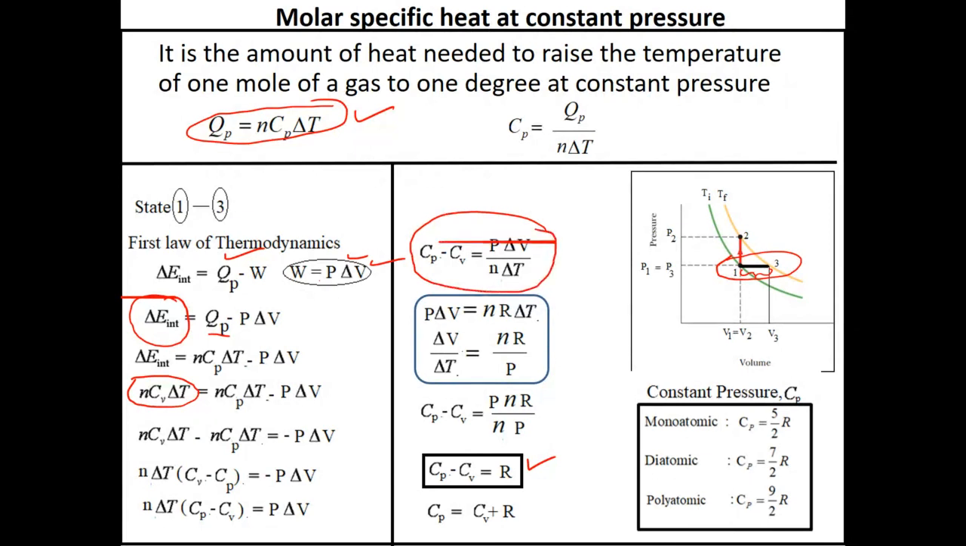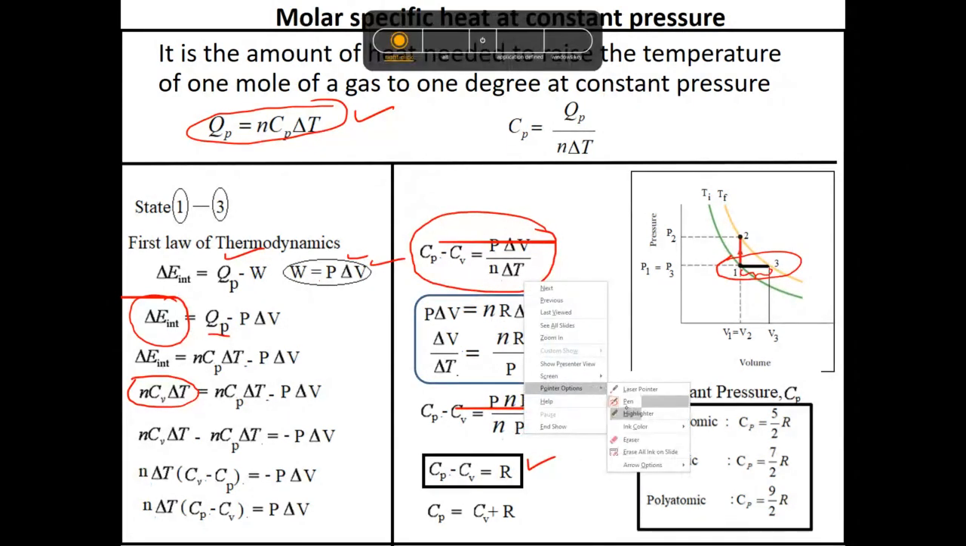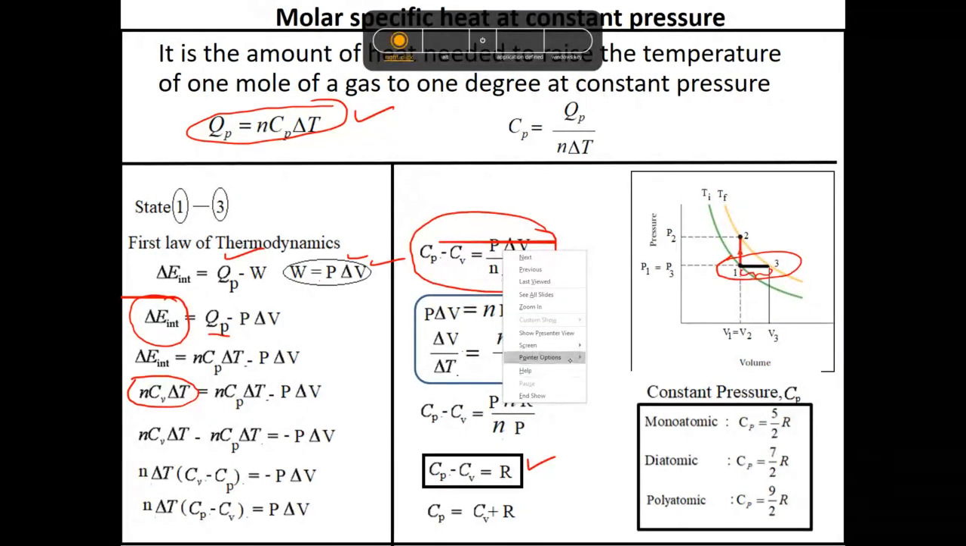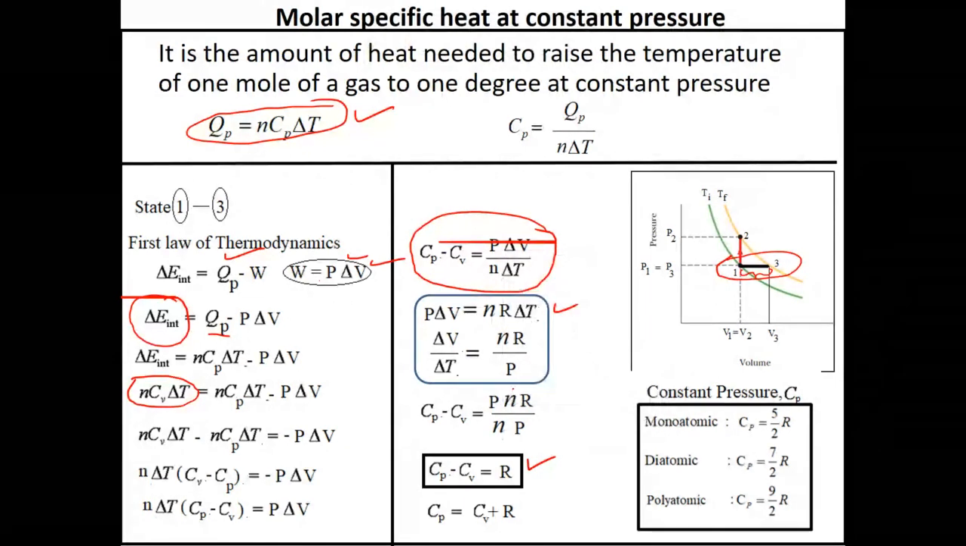Clear? Okay, now what you have to do, my dear, is use the ideal gas equation. So this is our ideal gas equation. When you use the ideal gas equation, your term will come like this. Now, if you see here, you can cancel some terms. I can cancel n with n and P with P. Am I right? Yes. So what is remaining? The remaining term is Cp minus Cv is equal to R.